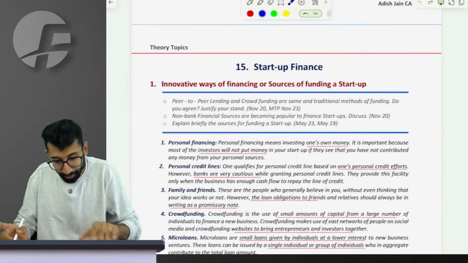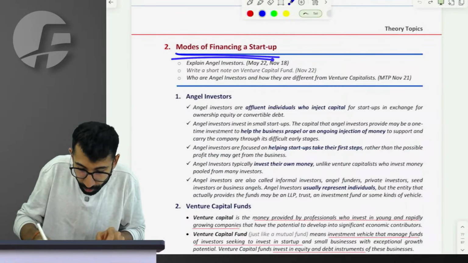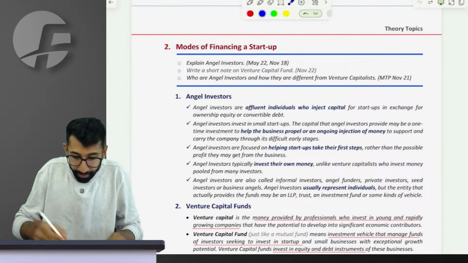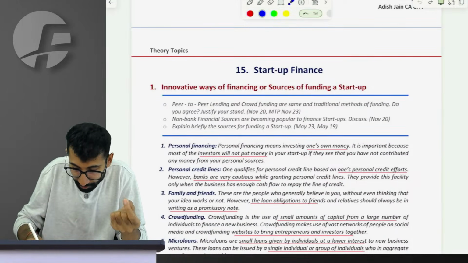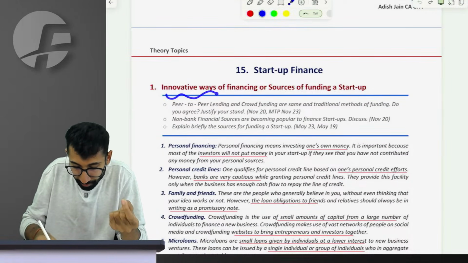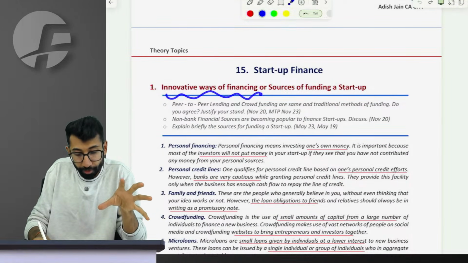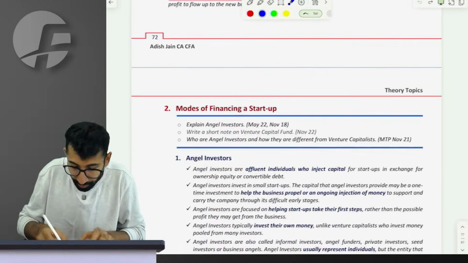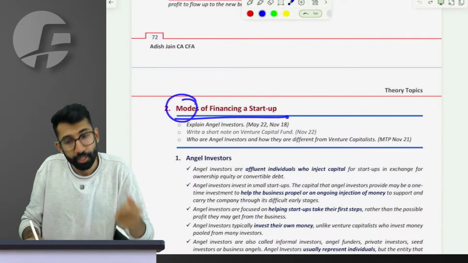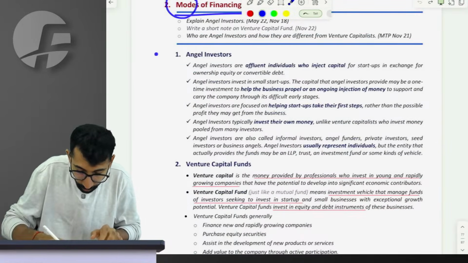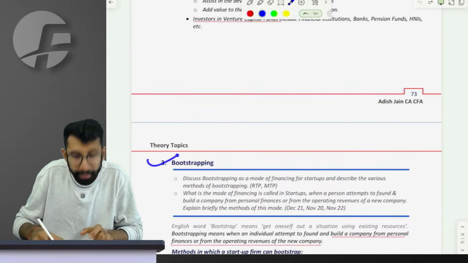Getting it, people? Cool. Next is modes of financing a startup. Guys, what are the modes? Please understand, you have to particularly remember: when they say sources, these are the sources. When they say innovative ways of financing, this is it. But when they say modes of financing, although the language is more or less the same, in the case of modes you will have to particularly write down these things.